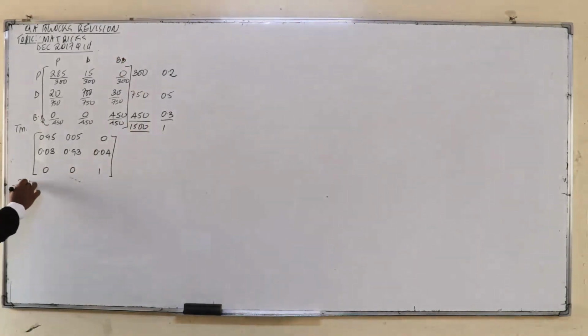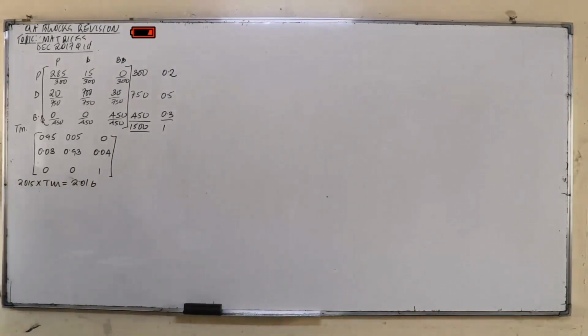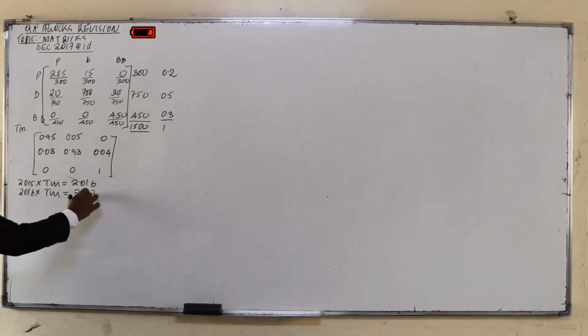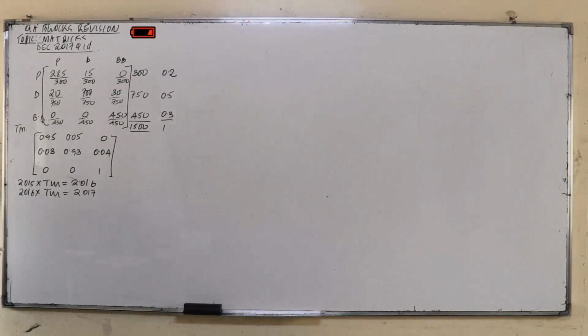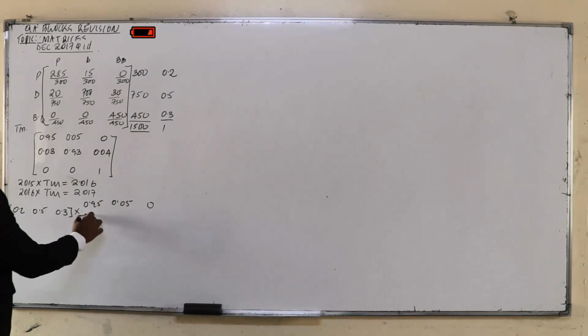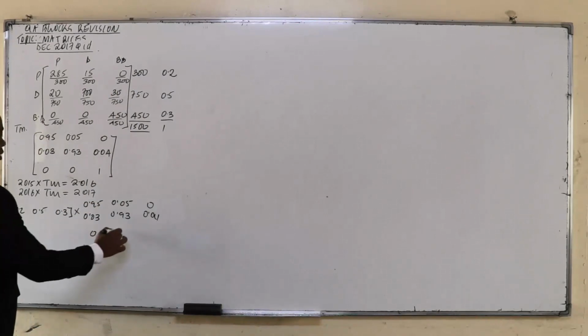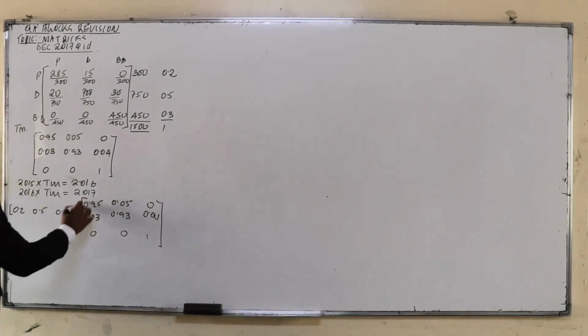So you take the 2015 ratio times the transition matrix so that you get 2016 first. And then you take 2016 times the transition matrix so that you get 2017. At 2015, this was the ratio: 0.2, 0.5, 0.3. The transition matrix does not change: 0.95, 0.05, 0, 0.03, 0.93, 0.04, 0, 0, and 1. What do you get?